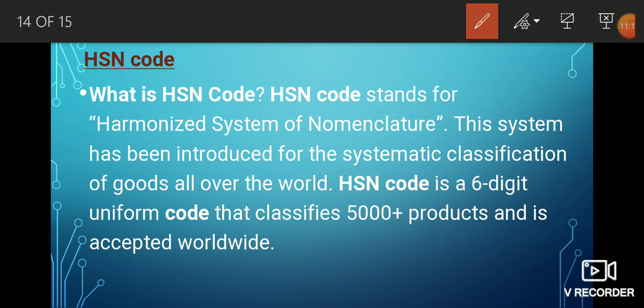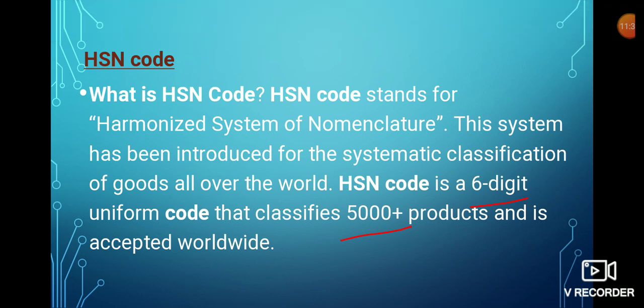Then we will discuss the HSN code. What is the HSN code? HSN stands for Harmonized System of Nomenclature, and it is a 6-digit code. This system has been introduced for the systematic classification of goods all over the world, and more than 5,000 products are accepted worldwide in the HSN code.